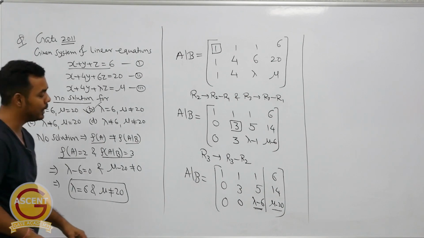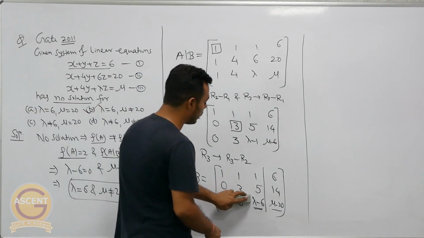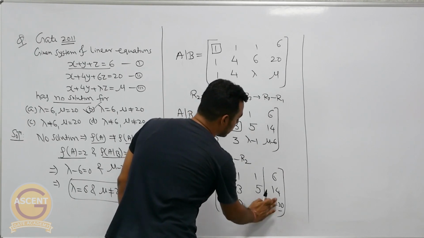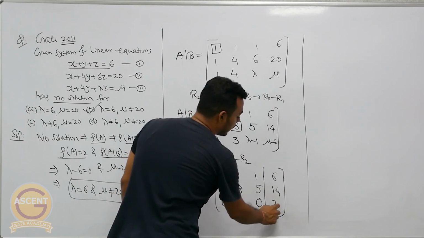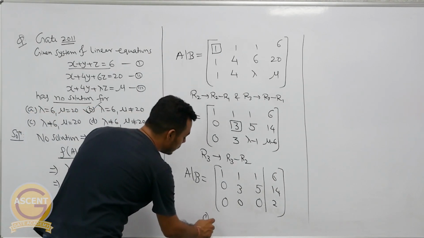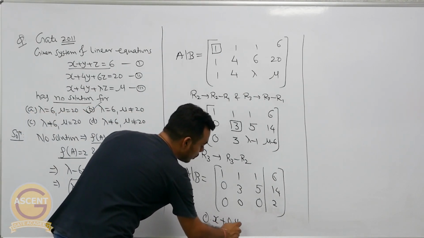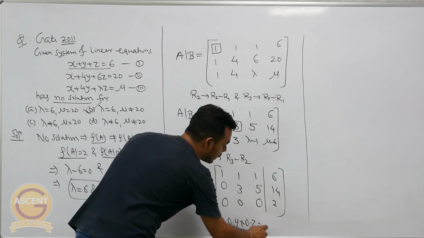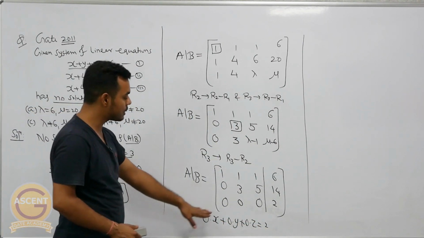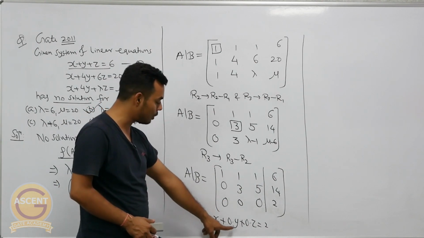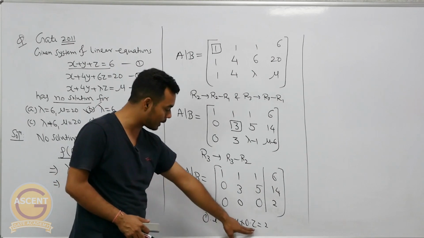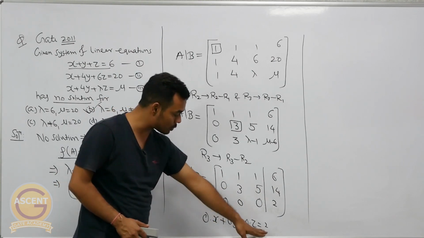Now see, what is the meaning of this? Suppose I have 0 here, and I have some non-zero number here, say I have 2 here. So the meaning of this is that your third equation will be 0 into x plus 0 into y plus 0 into z equals 2. So this is the meaning of this third equation. Now you cannot find any value of x, y, z which will satisfy this equation. Whatever be the value of x, y, z, this quantity has to be 0.